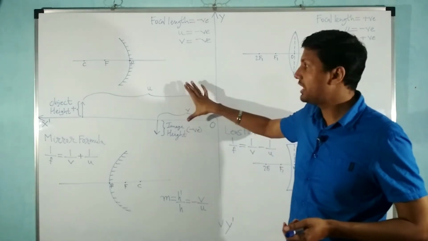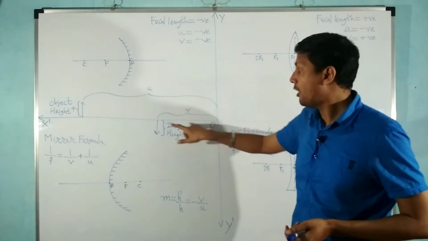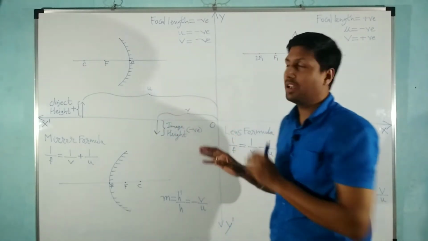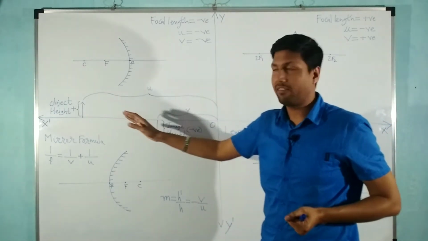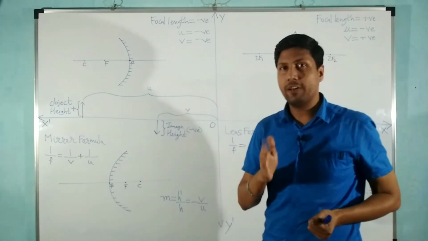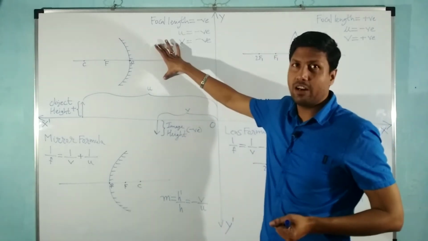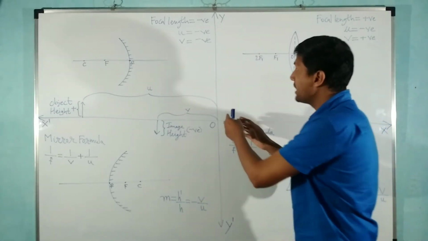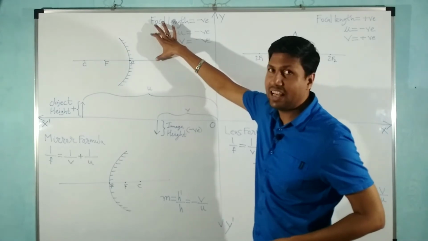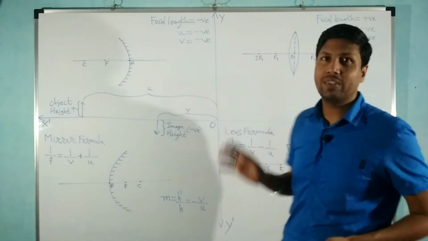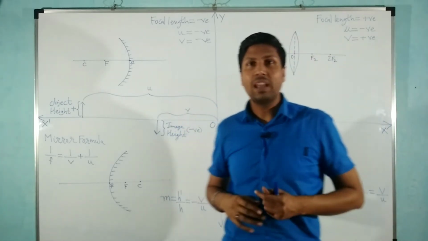Now, I think it is clear that the object distance, U, is always going to be negative. The image distance, V, is going to be negative for the first 5 cases in the concave mirror, and it is going to be positive for the last case. So the image is formed behind the mirror. At that time, the image distance is going to be positive because it will come on the positive side of the x-axis.